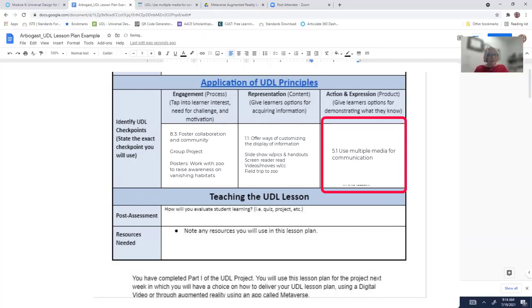And how am I going to do that? Okay, let's just spitball some ideas. How about complete a shoebox project? Or a diorama. Ooh, how about another fun one? Dress up like the animal from your habitat.